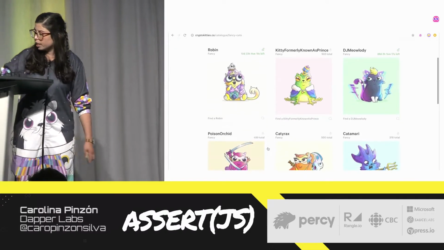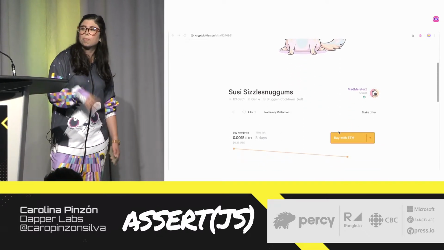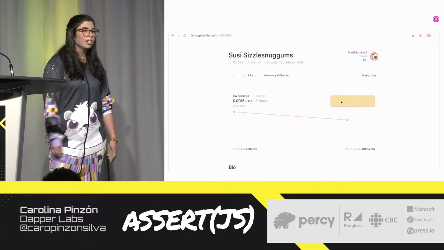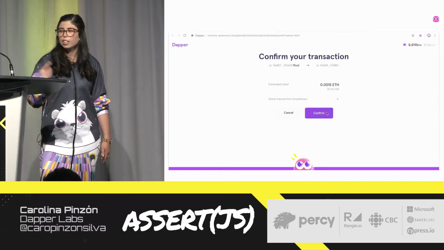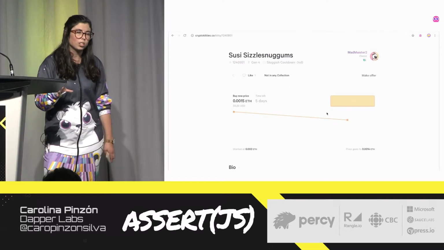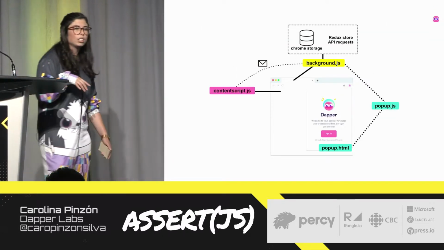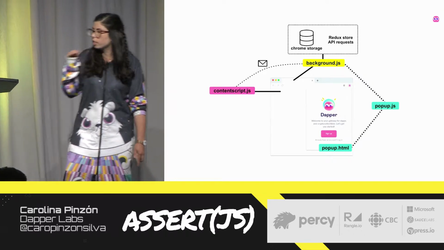But in our case, in Dapper, it was a little bit different. Let's say the user wants to purchase this kitty. When they click this button, the centralized game sends a message to Dapper, and then we do something with this information. And of course, our entire application is surrounded by this. It's made for this core concept.